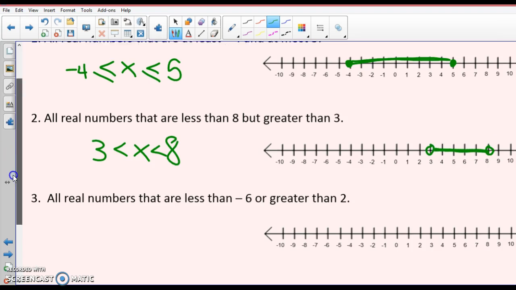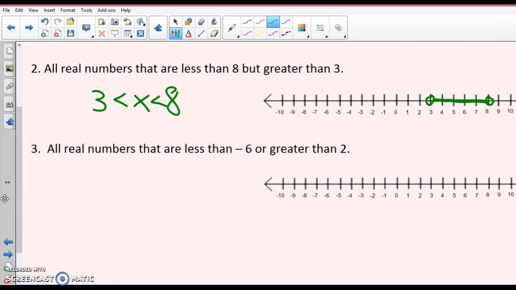Number 3, all real numbers that are less than -6. So x is less than -6 or x is greater than 2. So put an open circle on -6 and an open circle on 2. Less than -6, I'm shading to the left and I need to put an arrow on it because it doesn't end. It keeps going. Or greater than 2.